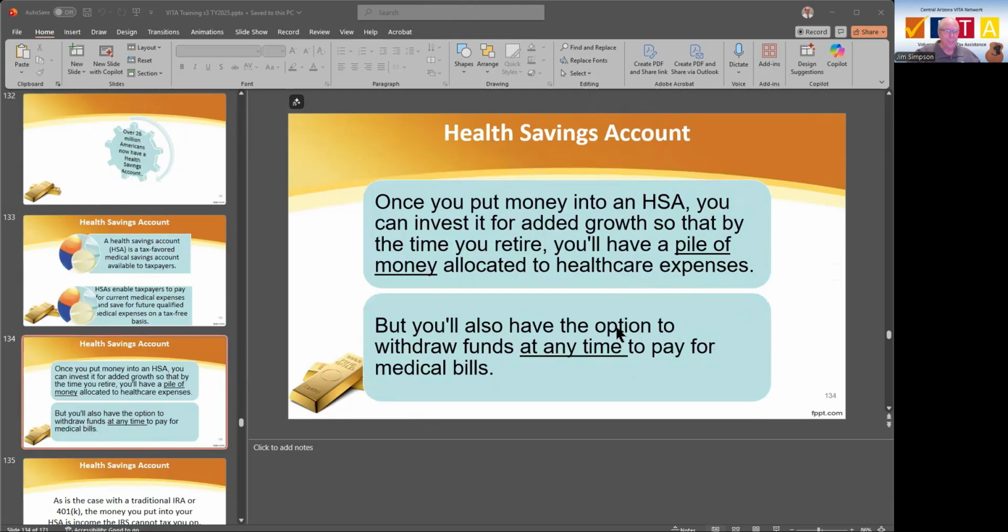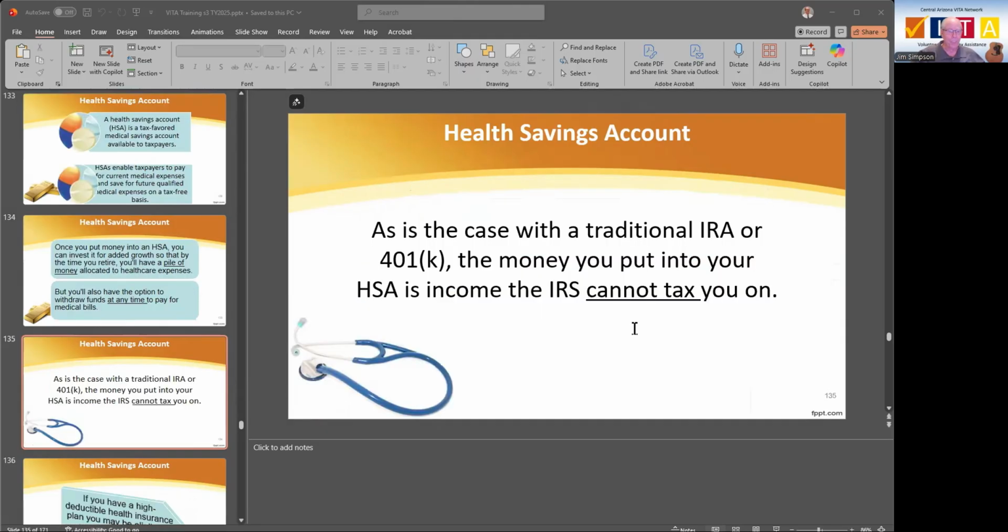Once you put money into an HSA, you can invest it for added growth. Especially if you're trying to build this up to help you in retirement years, you can invest it in the stock market and it can grow and grow and grow. And all of those earnings, as long as you take them out and use them for medical expenses, you don't pay tax on any of it. So it's a pretty good deal. And as I said, you can draw it out at any time for medical expenses. You don't have to wait till you're in retirement. As is the case with a traditional IRA or 401k, the money you put into it is income the IRS does not tax you on. You get a tax break for that.